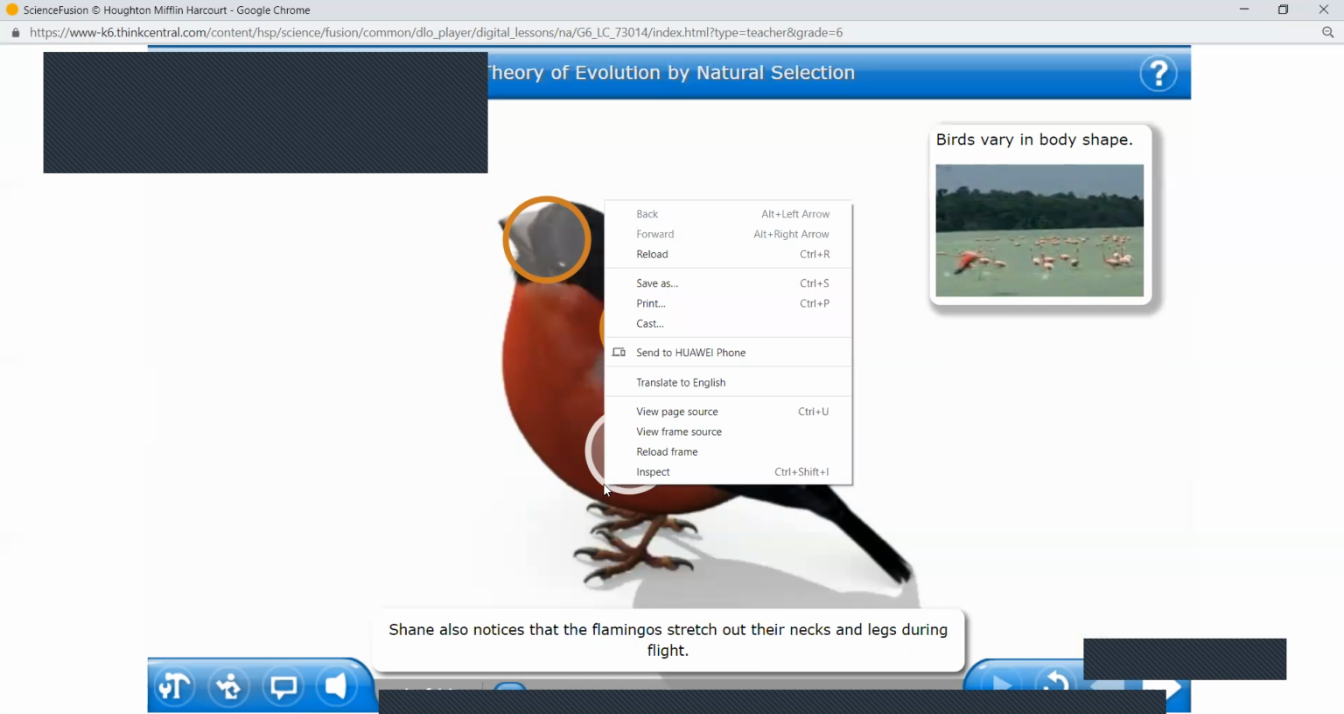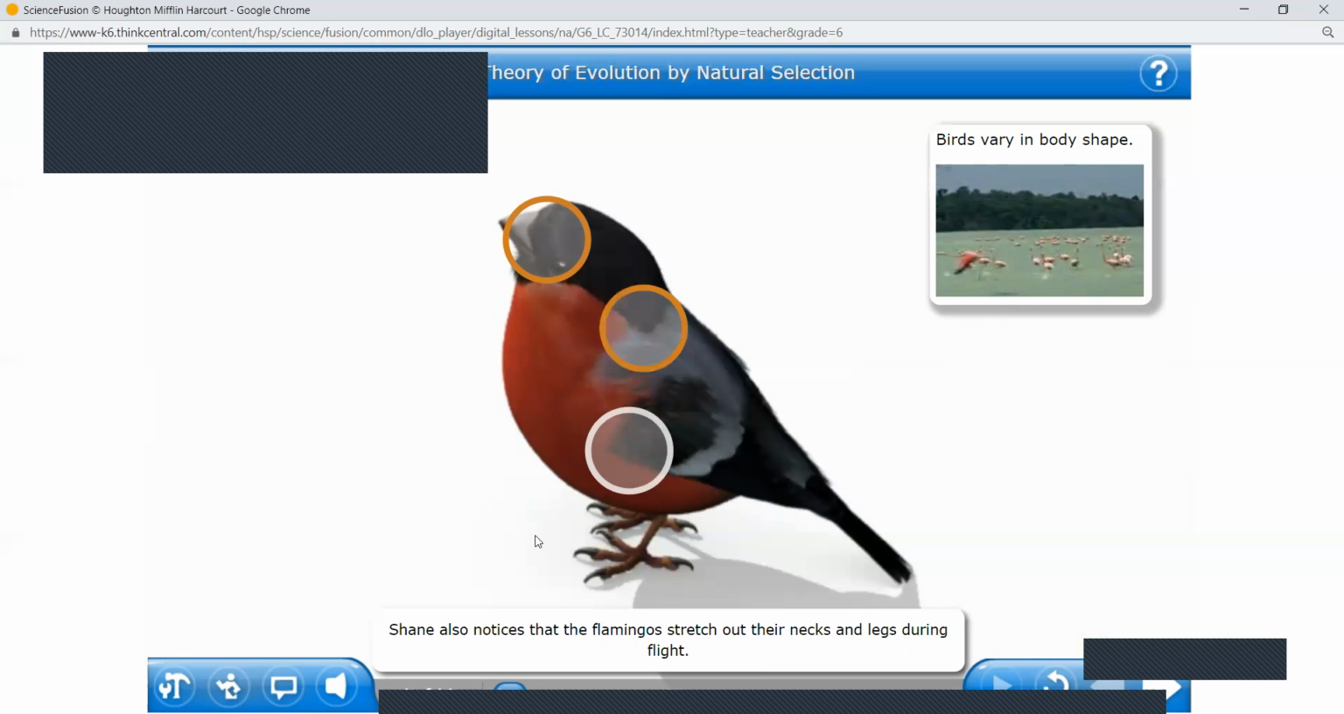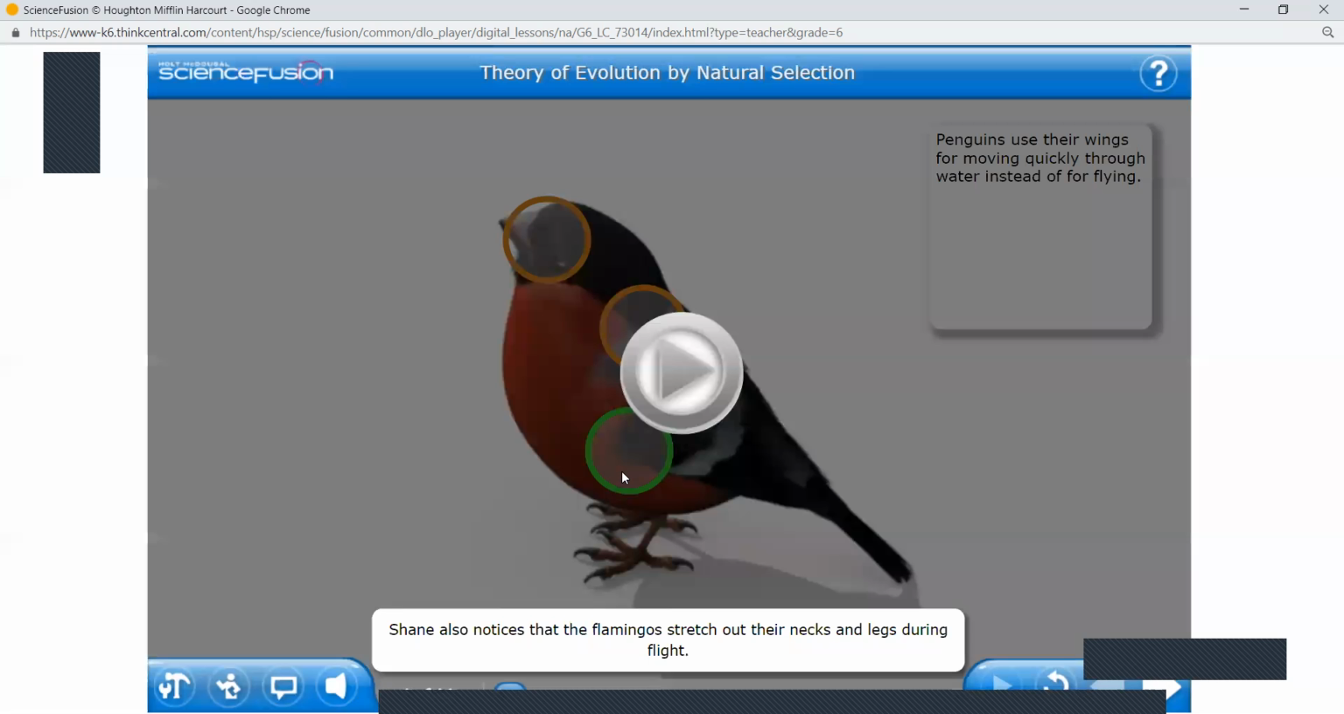Oh, so this animal, they arrange their neck when they want to fly? Yes. They stretch their neck and legs during flight.